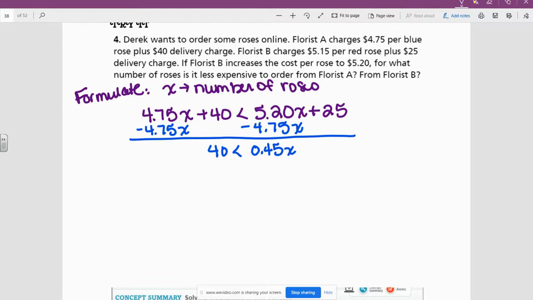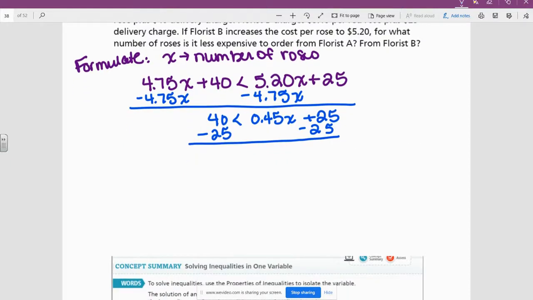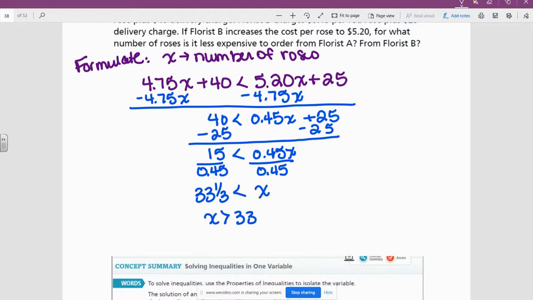What's the difference in price between their two roses? Then subtract the $25 delivery fee. 40 minus 25 is 15, which is less than 45 cents X. Divide by the 45 cents. So 15 divided by 45 cents would leave me with 33 1/3 roses, which is less than X. Or I like to flip it around, X is greater than 33 1/3.